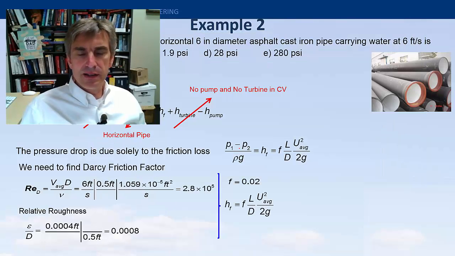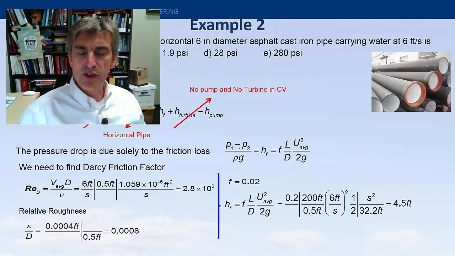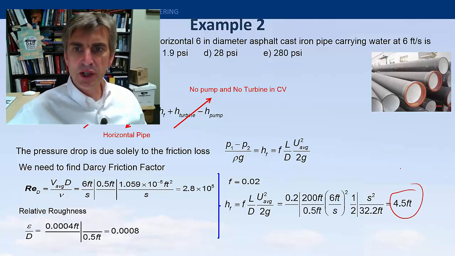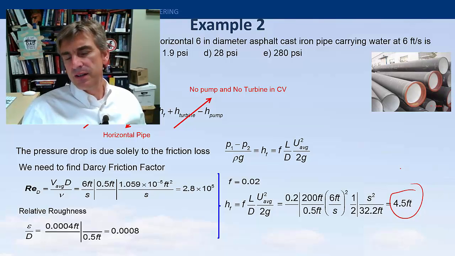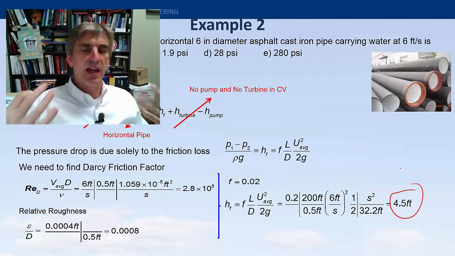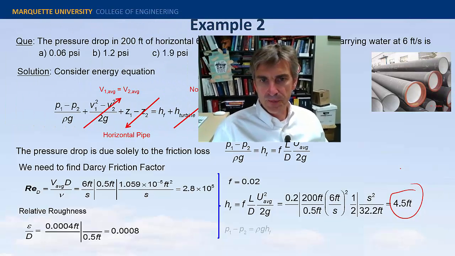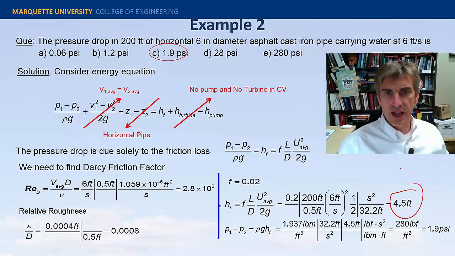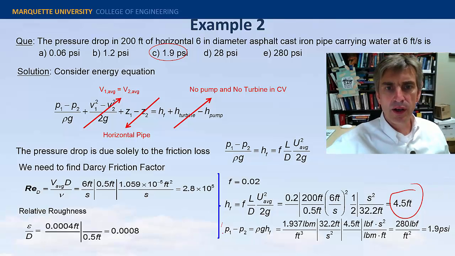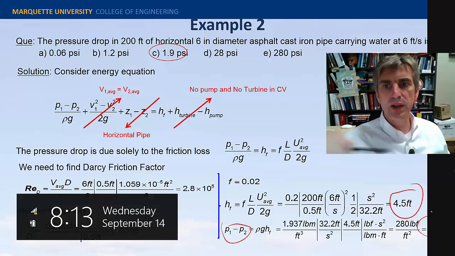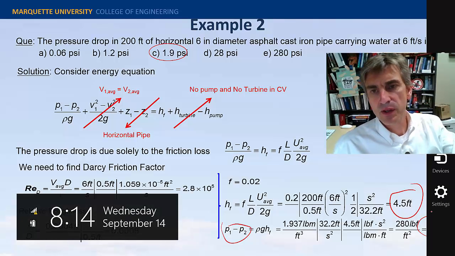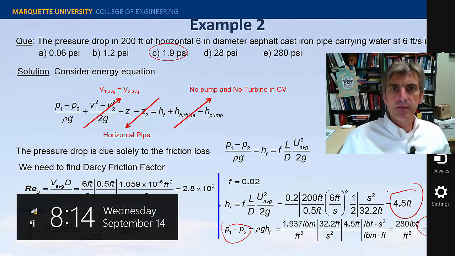So now it's pretty easy to solve. I've got my expression. I can solve for the total friction loss. In terms of feet of head, my friction loss is 4.5 feet of head. That means it's pulling that much head off of the flow. And I can use that head then to solve for the pressure drop. And I get 1.9 psi.